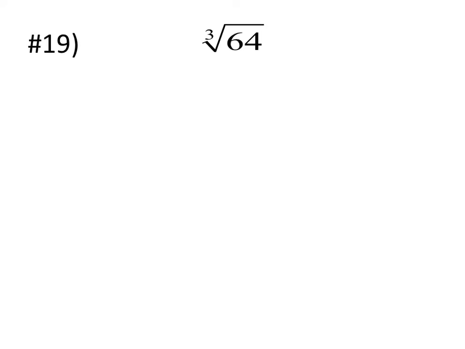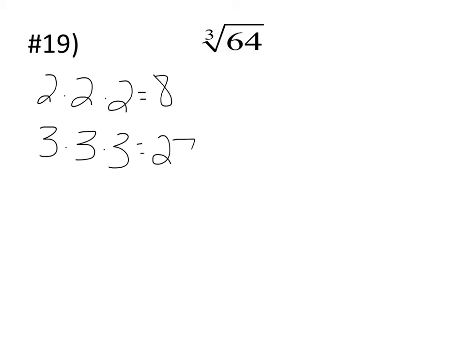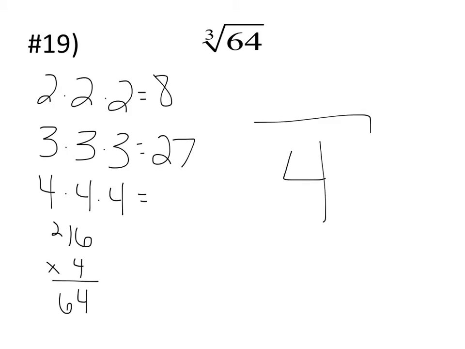Okay, now here we're talking cube roots. So cube roots is what times itself three times gives me 64. So if you're not sure, go like this. Okay, 2 times 2 times 2, well, that's 8, so it's not that. 3 times 3 times 3, that's 27, so it's not that. 4 times 4 times 4, well, 4 times 4 is 16, and 16 times 4, let's see, is 64. So the cube root of 64 is 4.